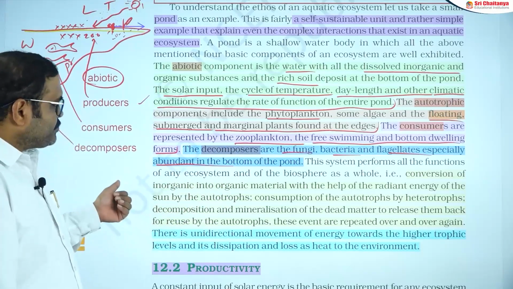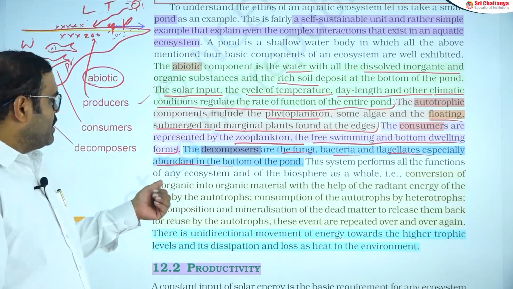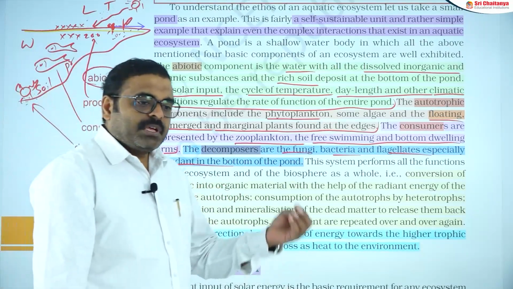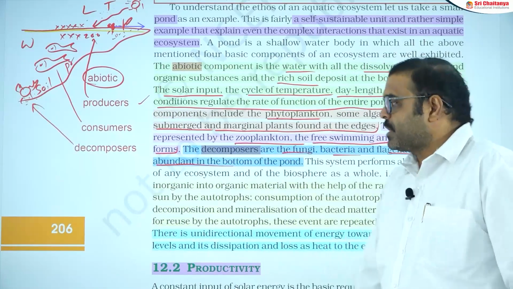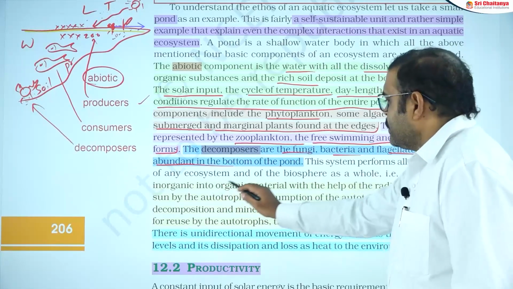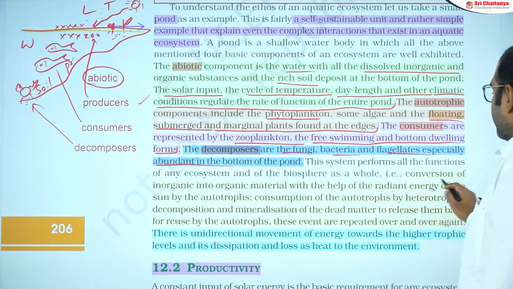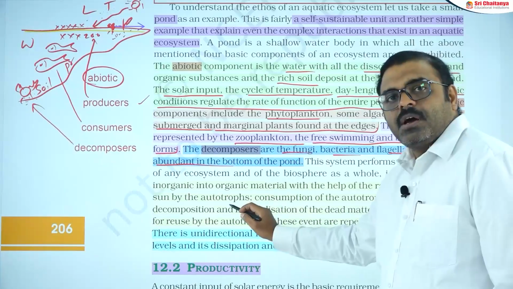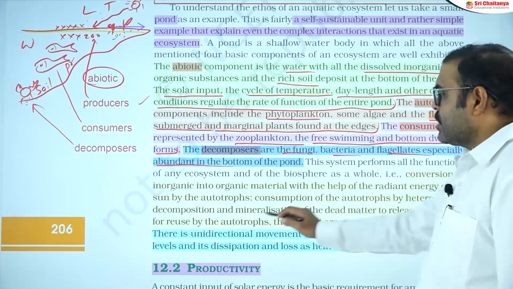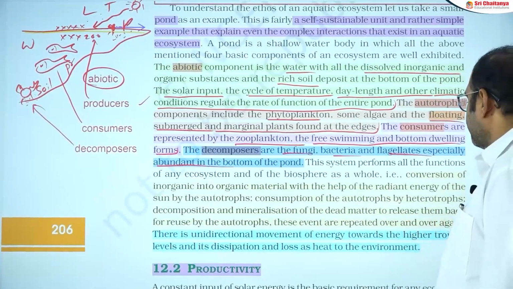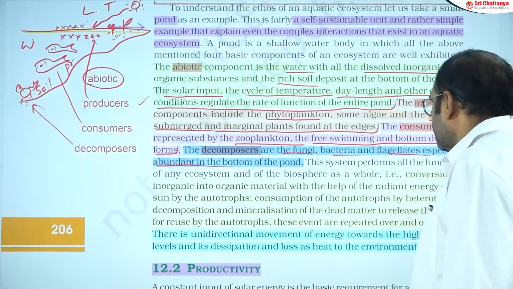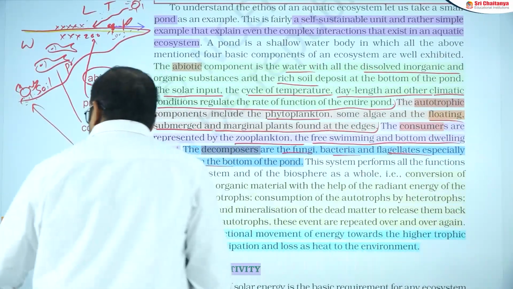Next, the decomposers are doing the conversion of organic matter into inorganic matter, but the producers are doing the conversion of inorganic matter into organic matter. In that case, the conversion of inorganic to organic material happens with the help of the radiant energy of the sun by the autotrophs. Here, the autotrophs are consumed by the heterotrophs, and decomposition and mineralization of dead matter release nutrients back for reuse by organisms, that is known as recycling of nutrients. That is an important point.